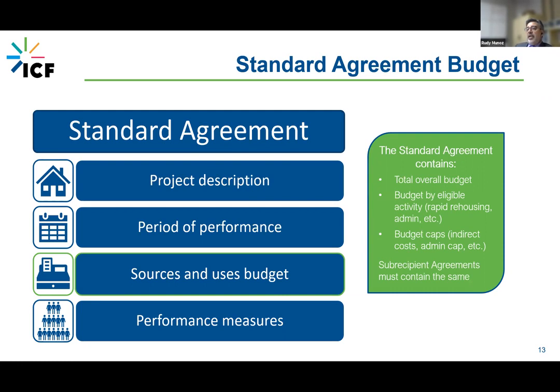The 4 items that are listed on the slide must be in sufficient detail to provide a sound basis for HCD to effectively monitor performance under the agreement. Likewise, grantees that are utilizing the services of a subrecipient must also have executed agreements with its subrecipients in carrying out the ESG CV activities.